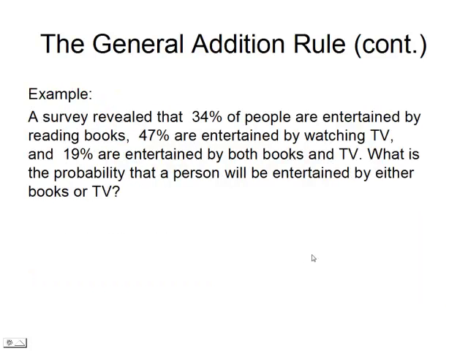Let's take an example. A survey revealed that 34% of people are entertained by reading books, 47% are entertained by watching TV, and 19% are entertained by both books and TV. What is the probability that a person will be entertained by either books or TV? Now, the word "or" is your clue that this is the addition rule.